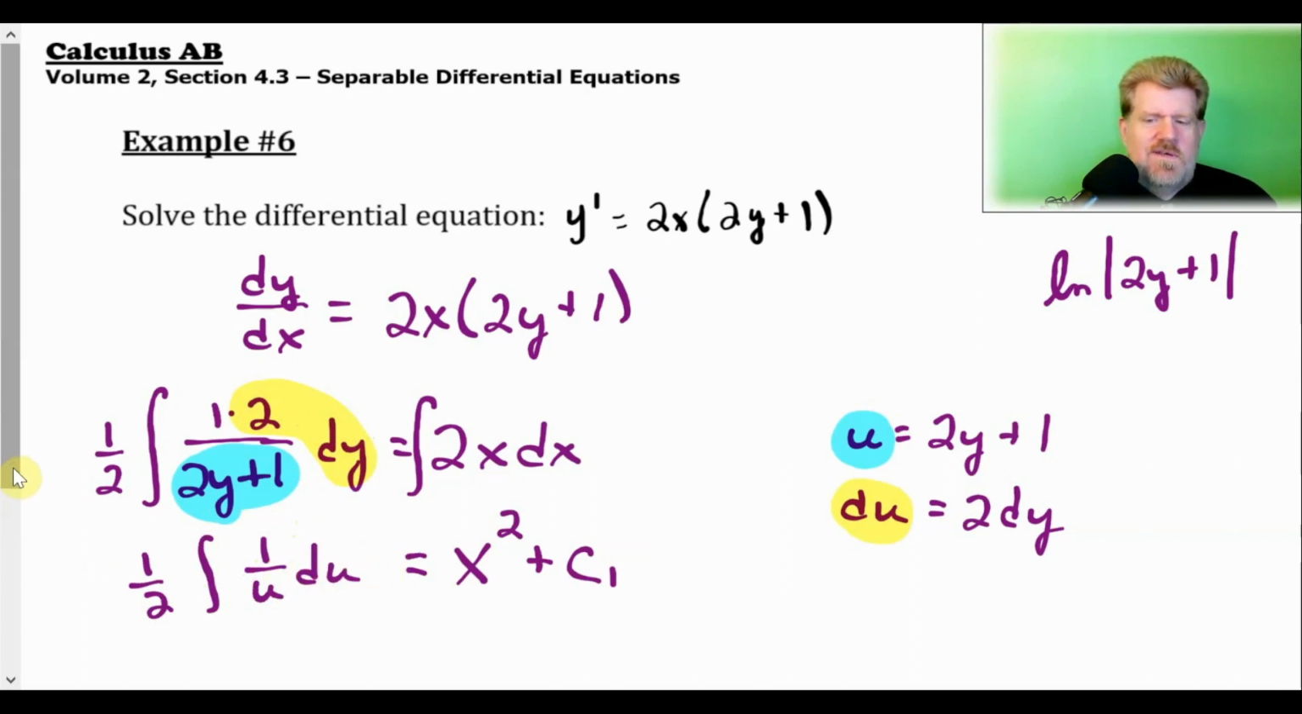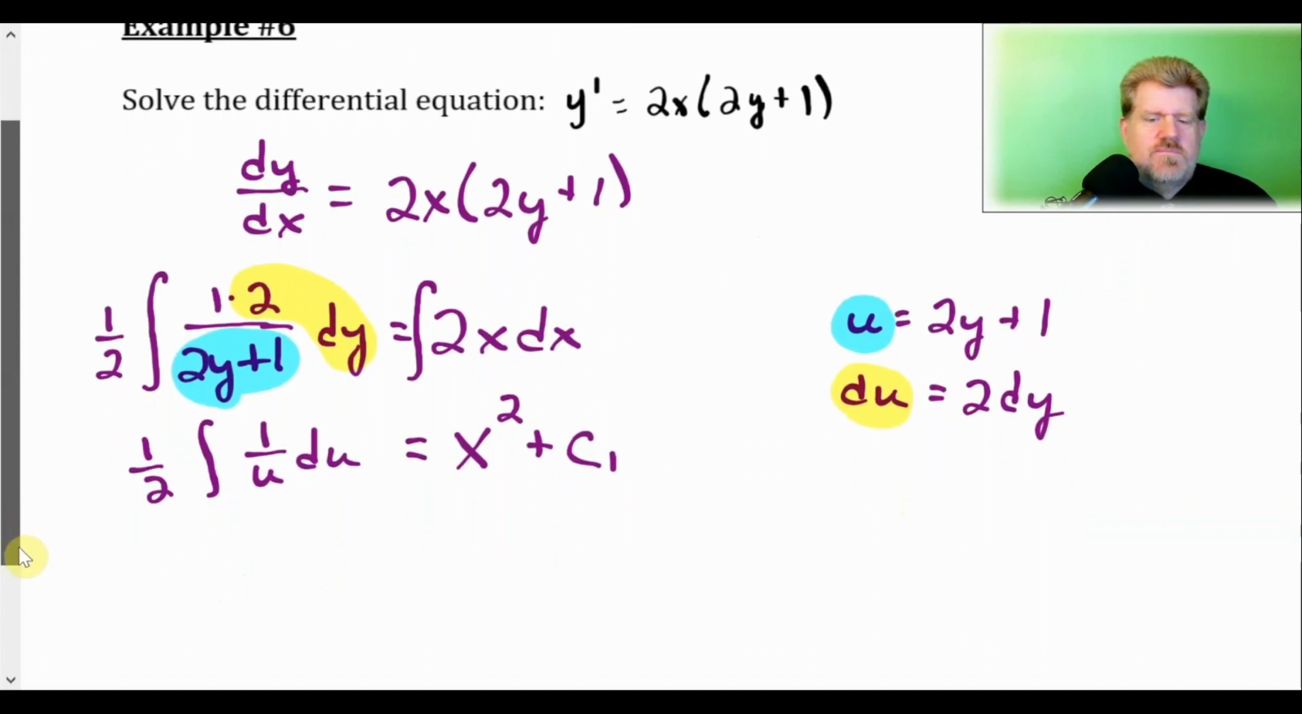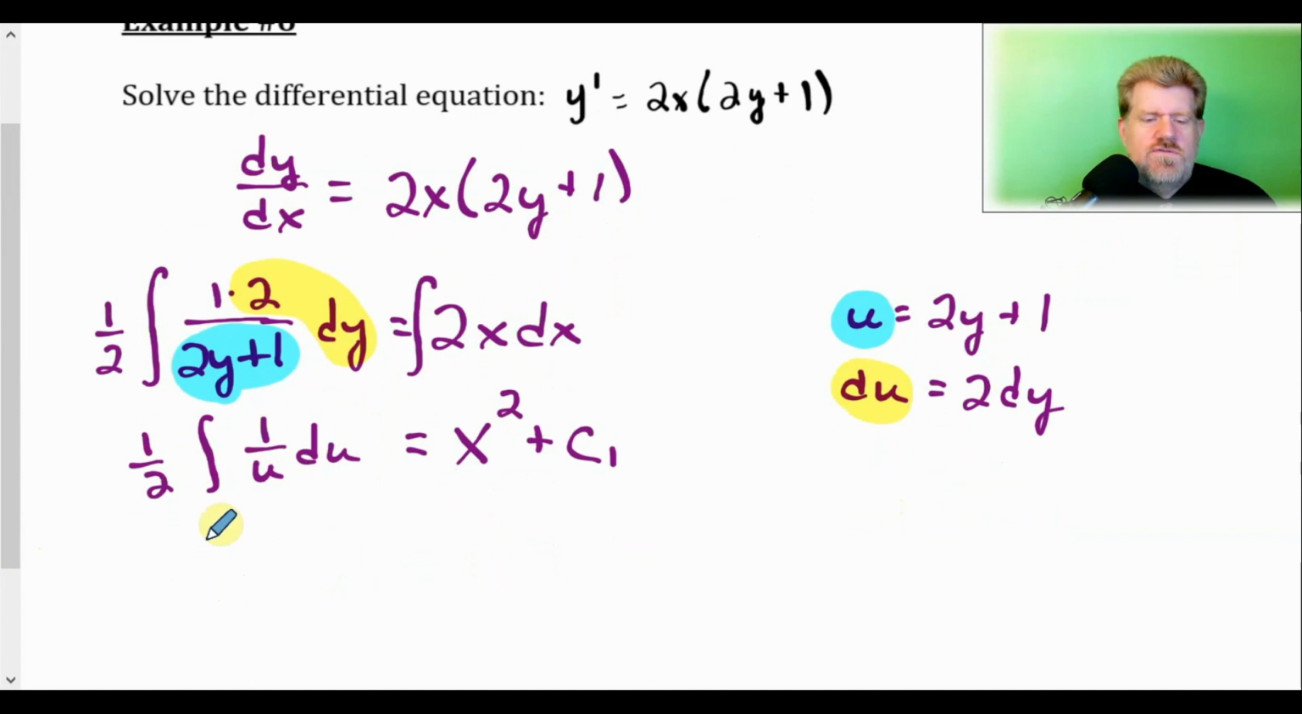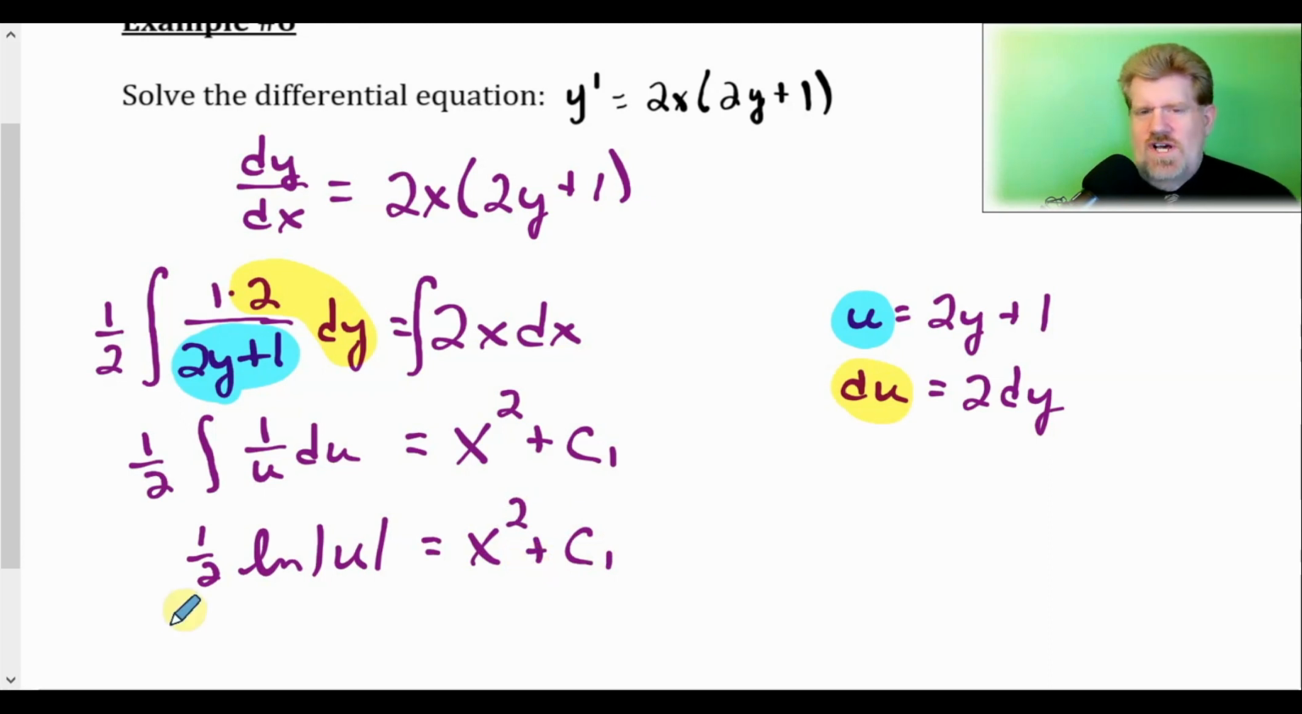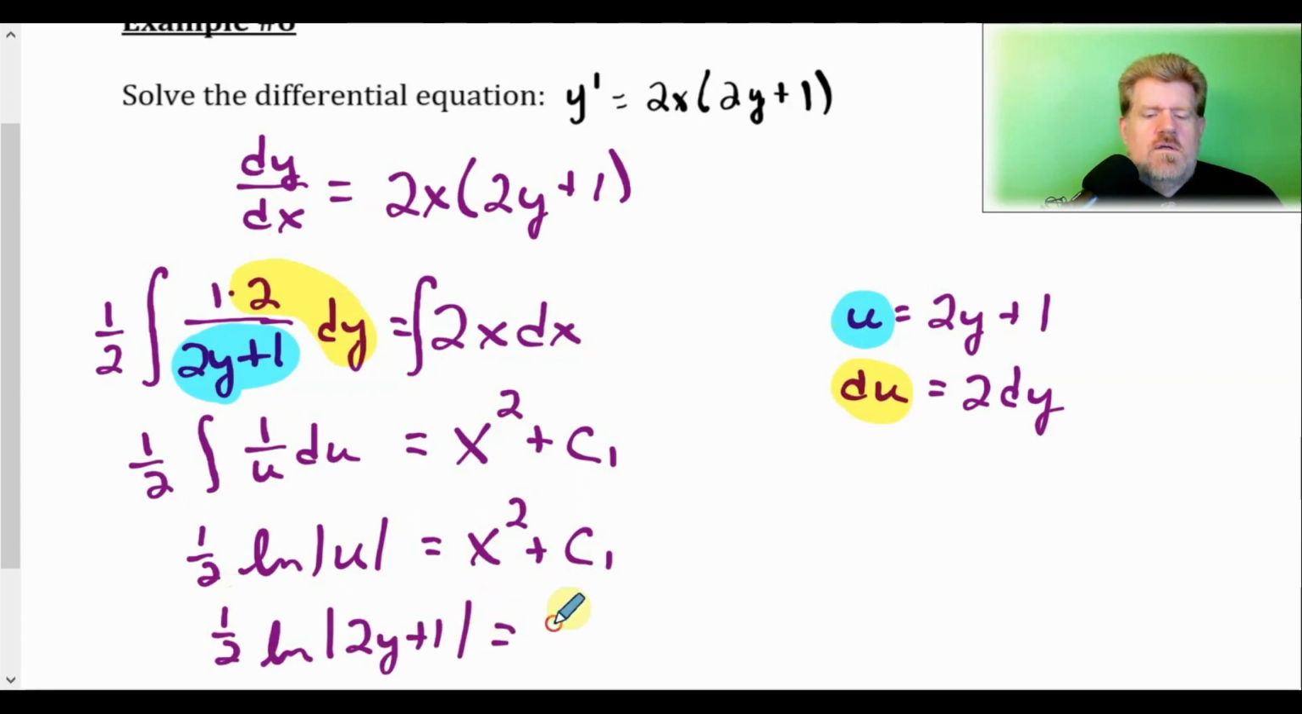Okay. I'll scoot this down a little bit. What's the antiderivative of 1 over u? Natural log of u. But remember, we don't want natural log of u. What does the u actually equal? 2y plus 1. Now, we originally said it was going to be natural log of 2y plus 1. But what extra thing did we need? We needed the 1/2.